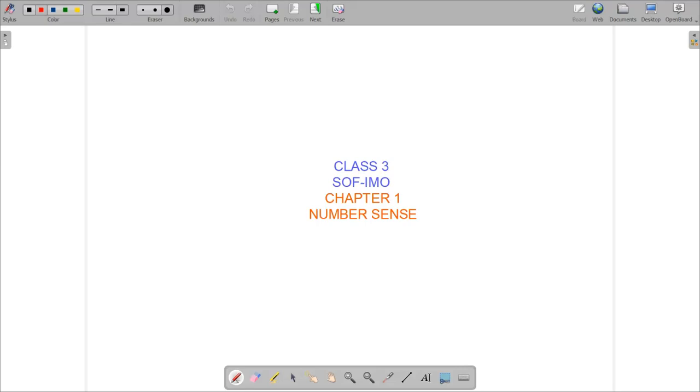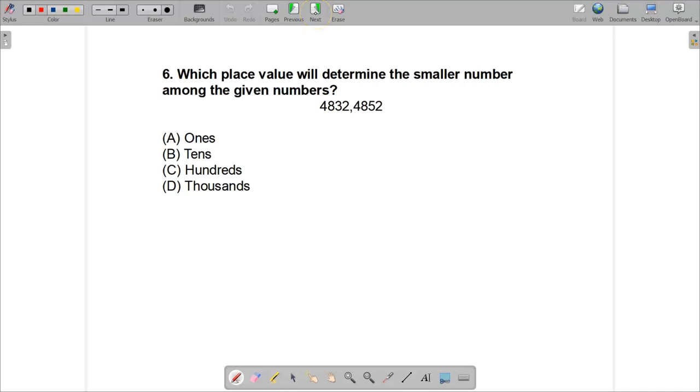Today we are going to discuss question number 6 to 10. Which place value will determine the smaller number among the given numbers? They have given two numbers. One number is 4832 and the second number is 4852. When we compare these two numbers, we can observe that the change is only in this position.